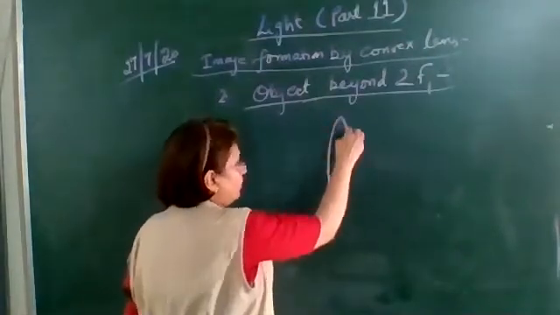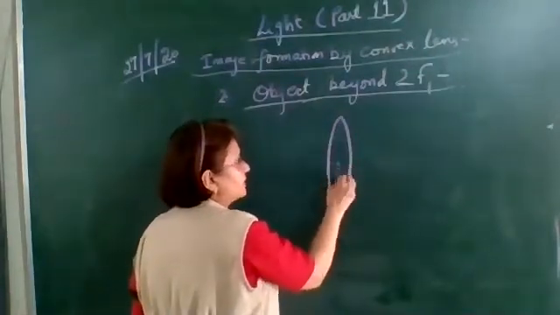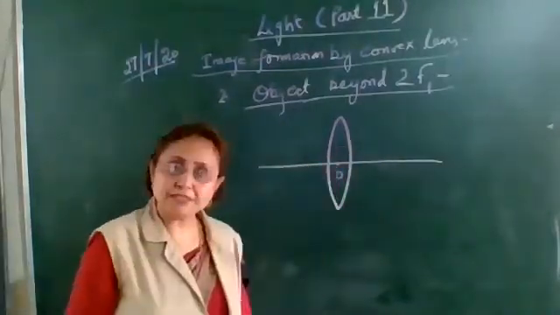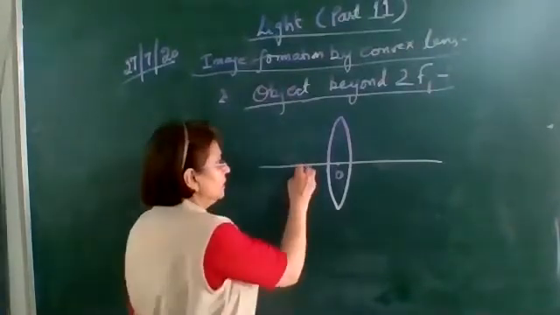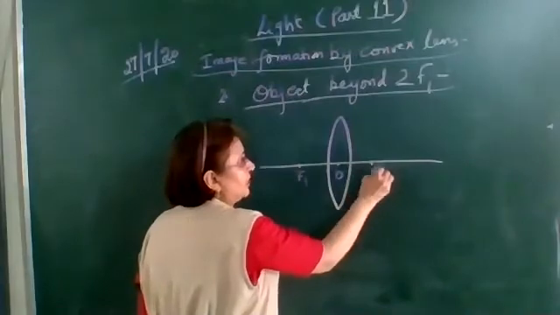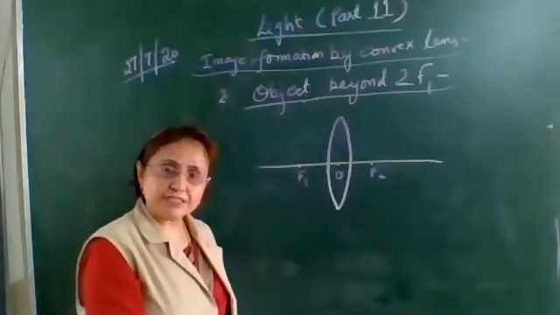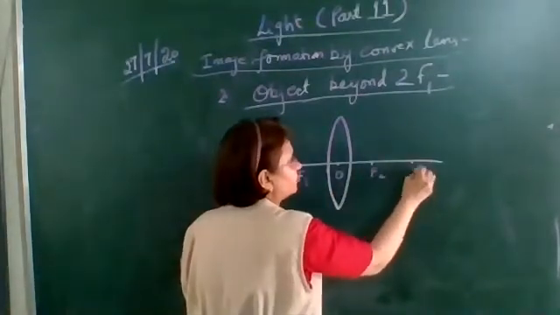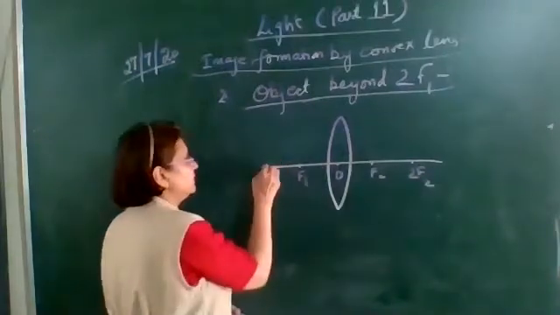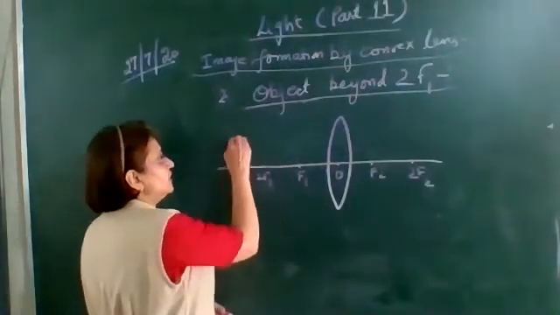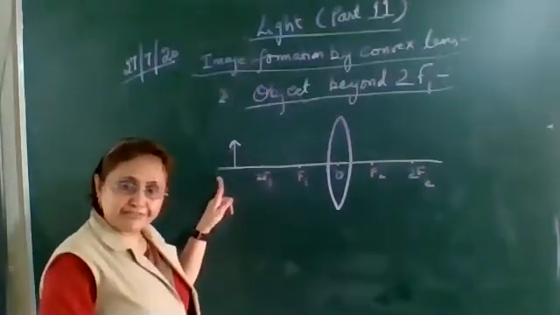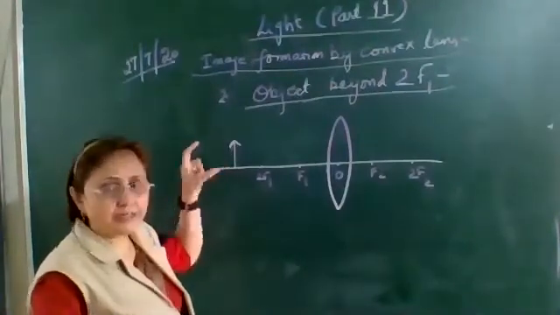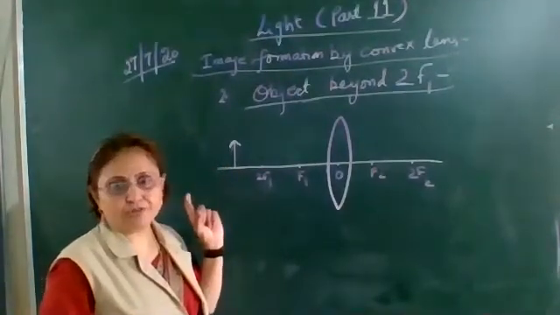So again, we draw the convex lens, mark the optical center, a line perpendicular to both the faces and passing through the optical center, the principal axis, F1 and F2 at equal distances from the optical center. Then mark 2F1 and 2F2 on the right side. Now we are placing the object to the left of the lens, beyond 2F1. The object is a needle-shaped object.